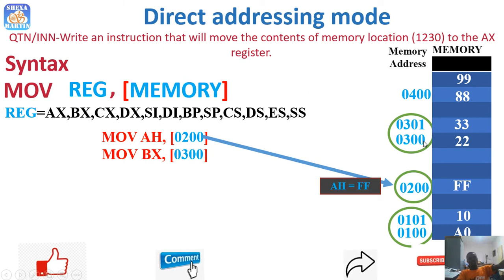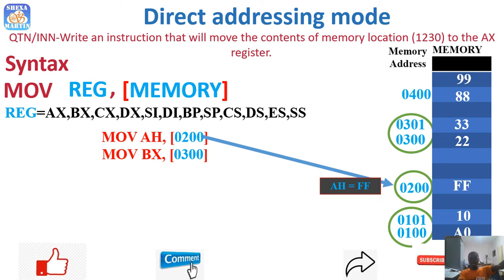So what happens? What do you think is going to be moved into BX? Please post your answers. If you are watching right now in the live, or if you are premiering this, please post in the chat section. I want to see the value that is being moved into BX.